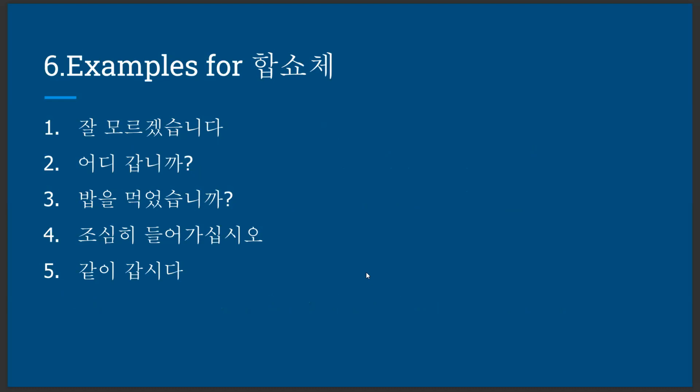And example sentences are, number 1, 잘 모르겠습니다. I don't know. 잘 모르겠습니다. Number 2 is 어디 갑니까? 어디 갑니까? And number 3 is 밥을 먹었습니까? 밥을 먹었습니까? Have you eaten? And number 4, 조심히 들어가십시오.